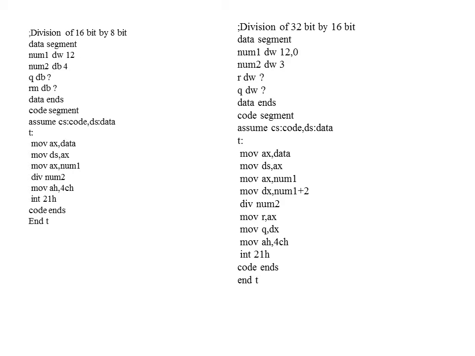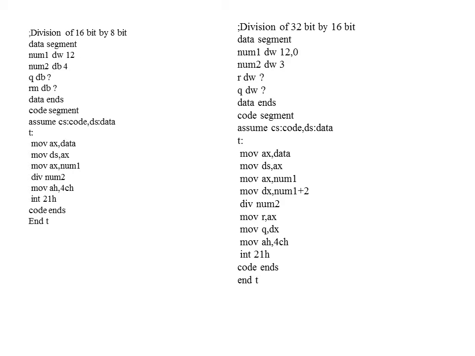But the number which is going to get divided should be stored in the AX register if it is a 16-bit number, and if that number is 32-bit, then its lower 16 bits should be stored in the AX register, and upper 16 bits should be stored in the DX register.